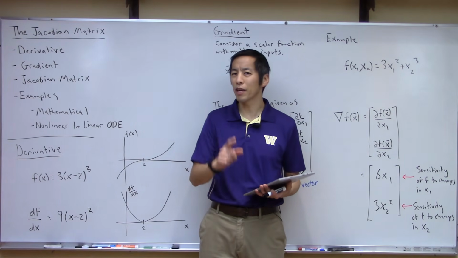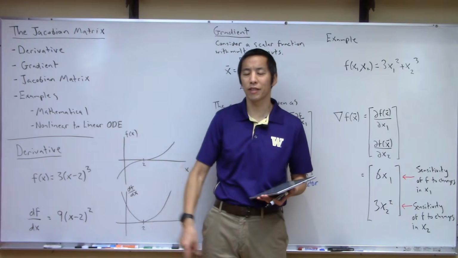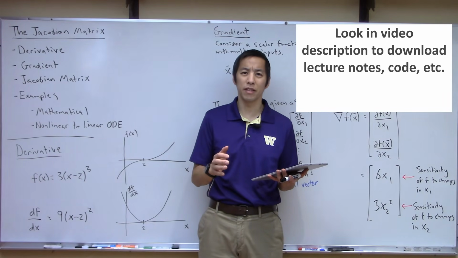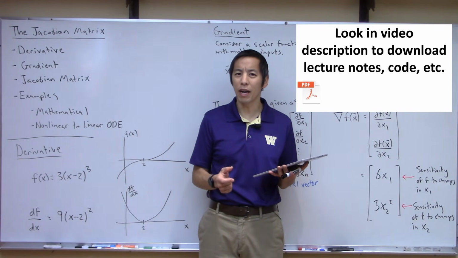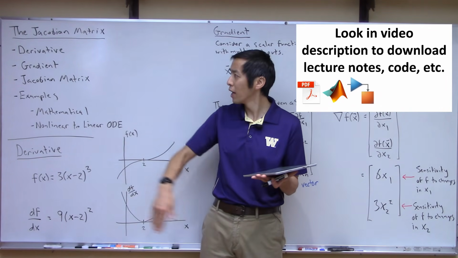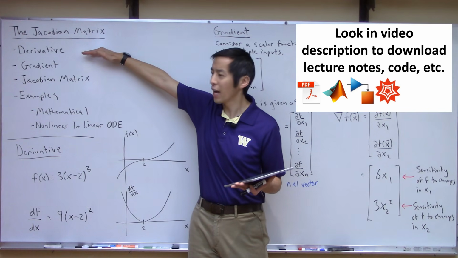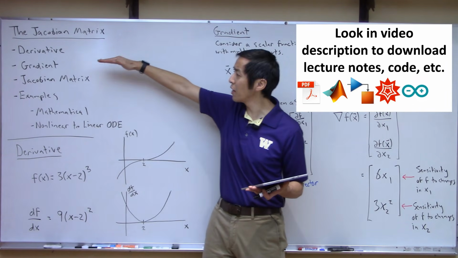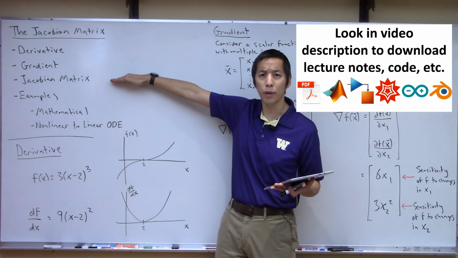So today I want to spend a couple of minutes talking about the Jacobian Matrix. And I know that name might sound a little bit intimidating, but really the idea behind it is surprisingly simple. We're going to see that the Jacobian Matrix is really nothing more than taking the idea of a derivative, extending that to a gradient, and then extending that again to what's known as this Jacobian Matrix.